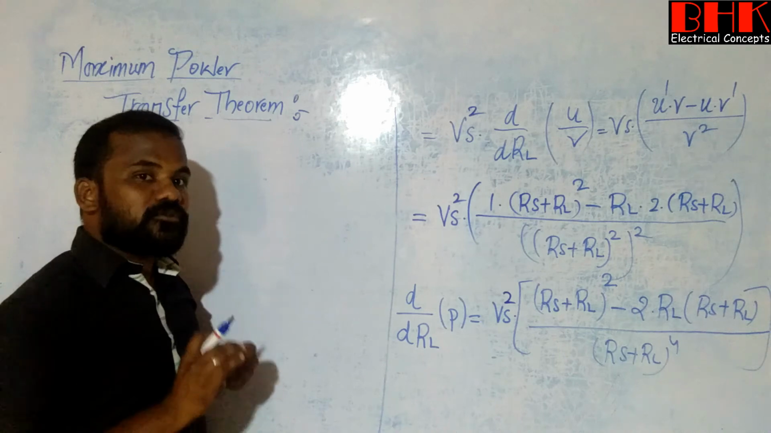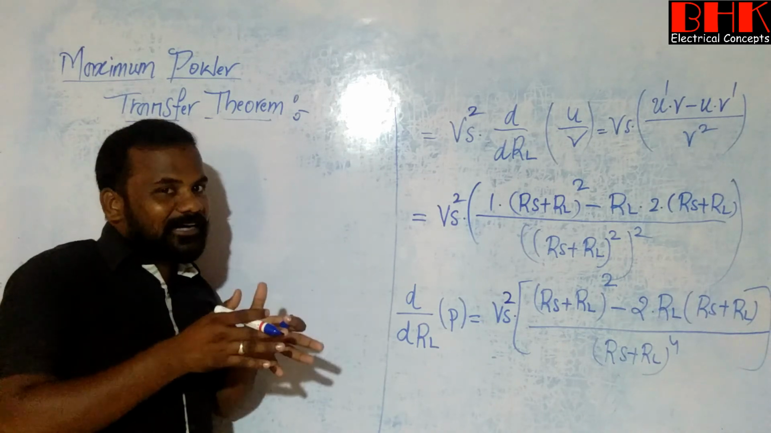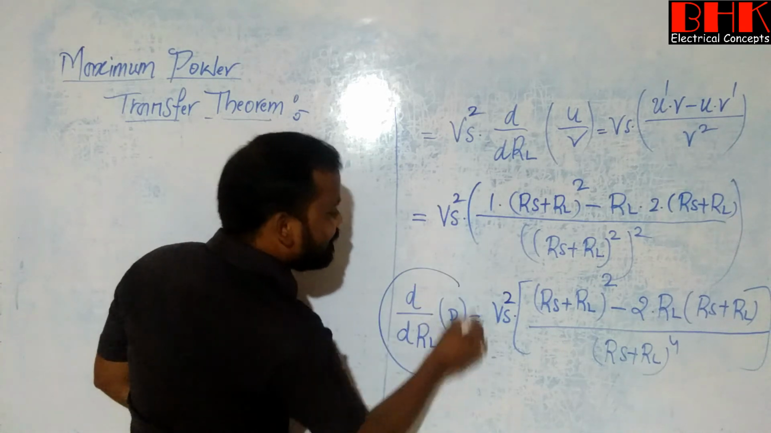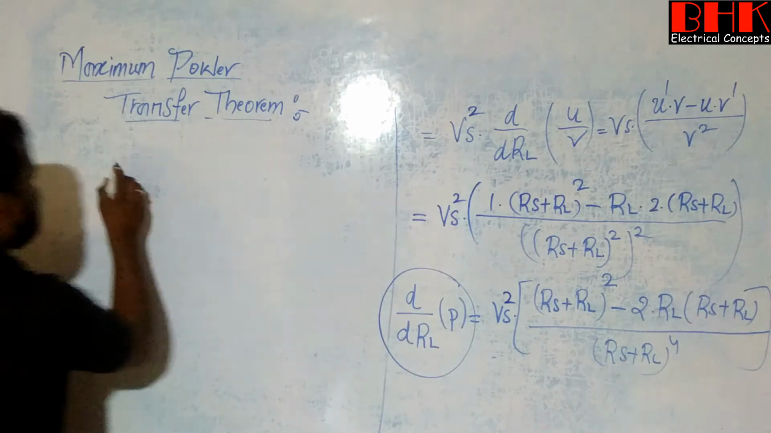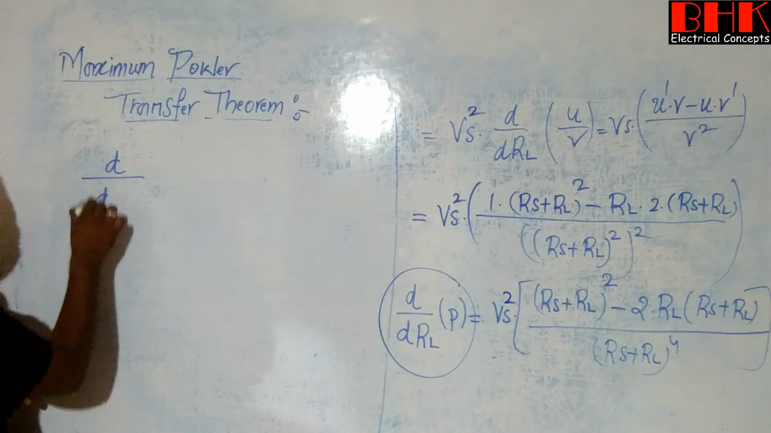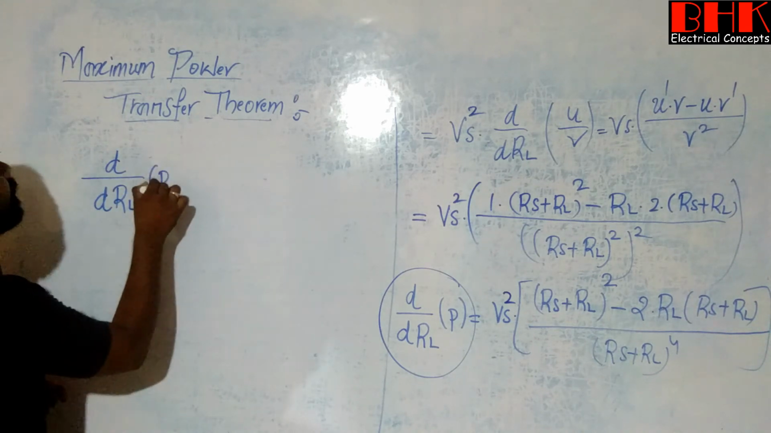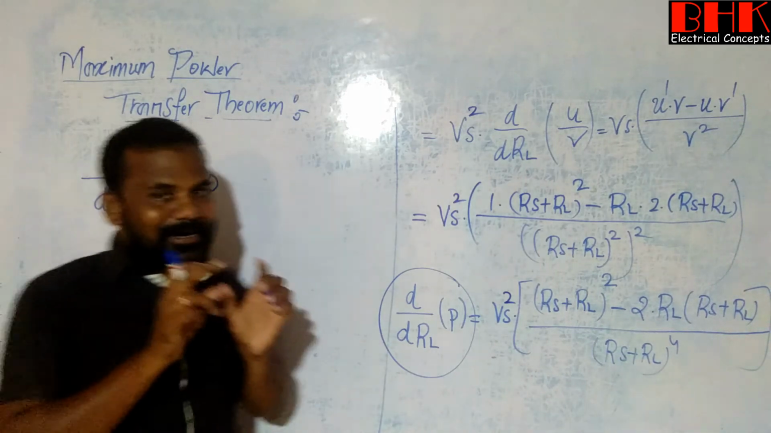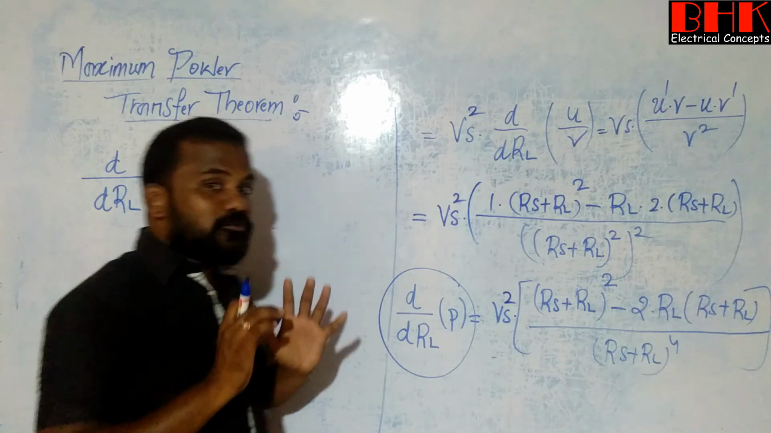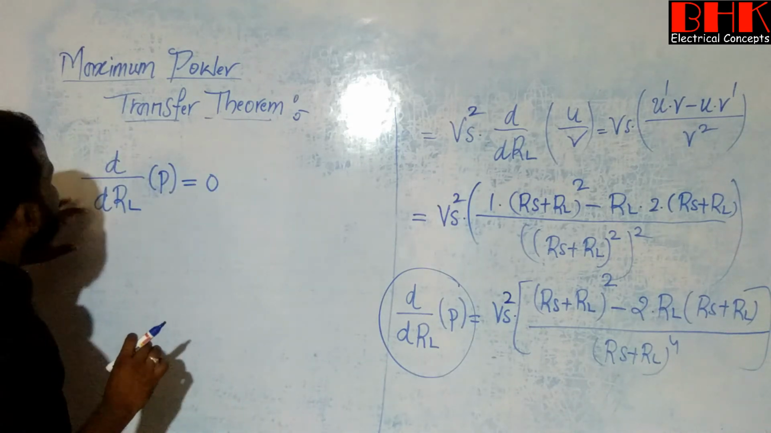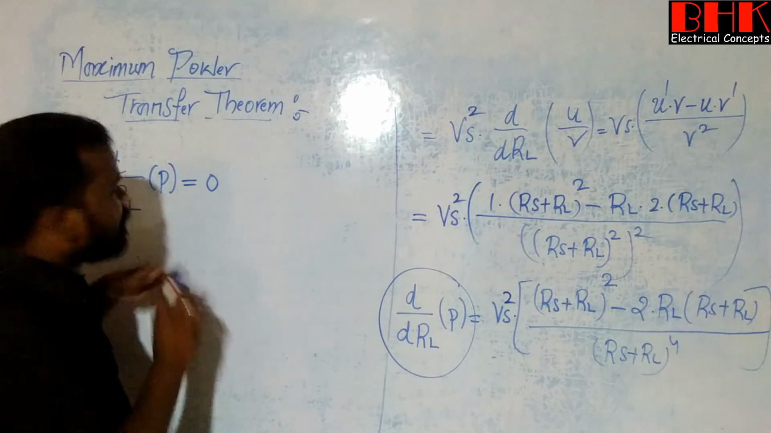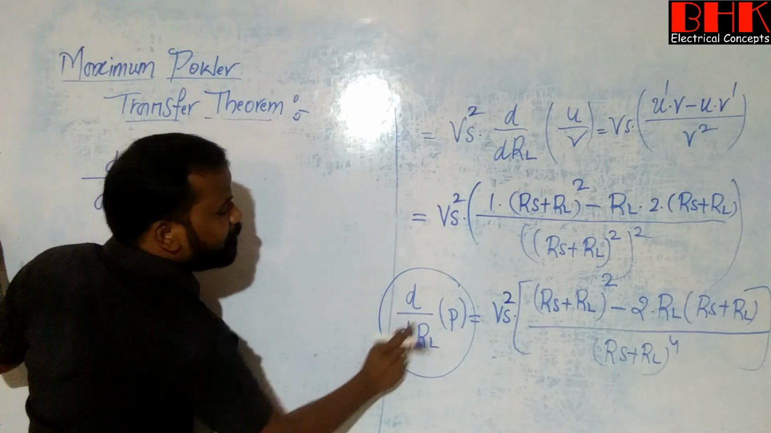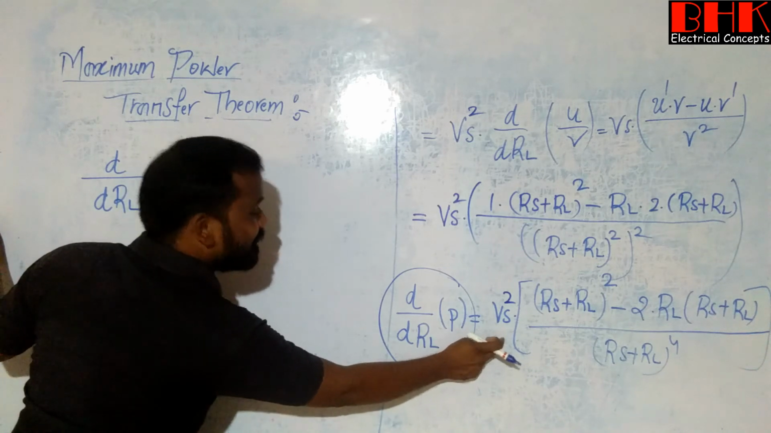Now what we are going to do: to get the condition Rs is equal to RL, we need to make this term equal to 0. It means dP by dRL is always equal to 0. To get the condition Rs is equal to RL, we need to make dP by dRL equal to 0. Clear? Now, what is this expression actually? The expression of dP by dRL is this one. Now, this one is equal to 0.